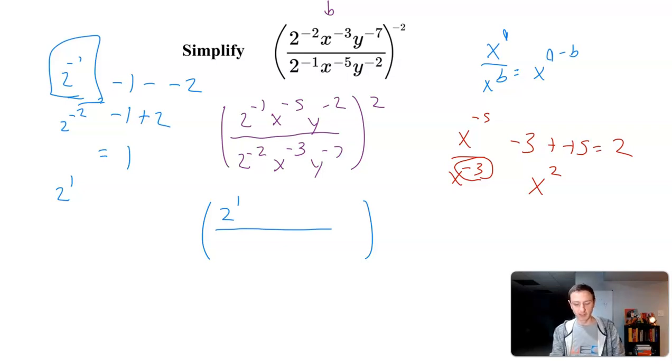Where is that x to the second going to go? Where was the bigger exponent? It was in the denominator. -3 was bigger than -5. X to the -3 was in the denominator. So that's where x to the second is going to go. It's going to go in the denominator.